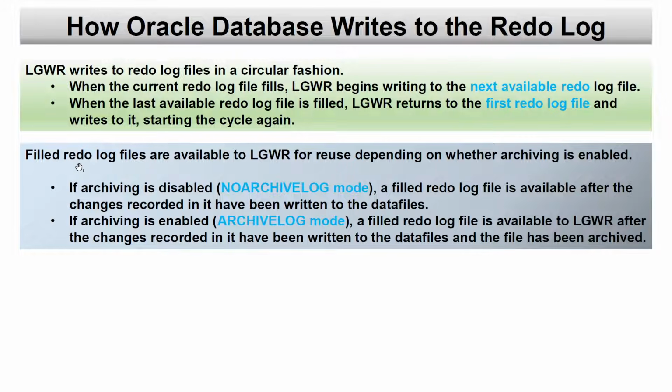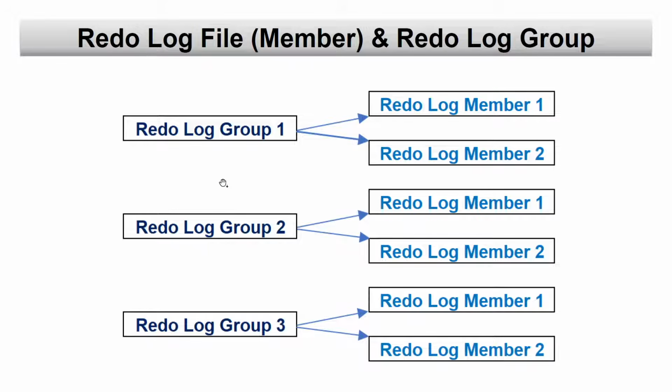Now, remember one thing. Let's say redo log group 1 is full, which means it will go to write to redo log group 2. However, it cannot write to redo log group 2 if the changes which were made in redo log group 2 are not written to the data file. That is one of the important criteria. The log writer can write to redo log group 2 only when these particular changes are written to the data file. And if the database was in archiving mode, then that particular redo log file should also be archived. So there are two conditions.